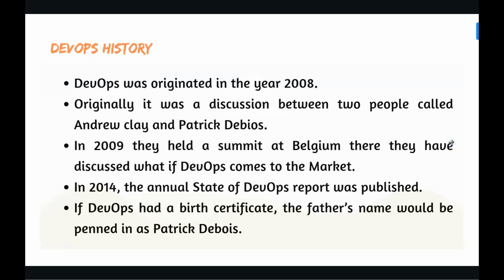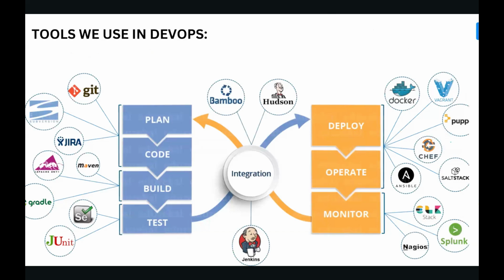So then next. After this, what are we having here? Tools we use in DevOps. Remember guys, this slide is very important. What type of tools we are having in DevOps and what we are going to learn in our course, we are going to see.